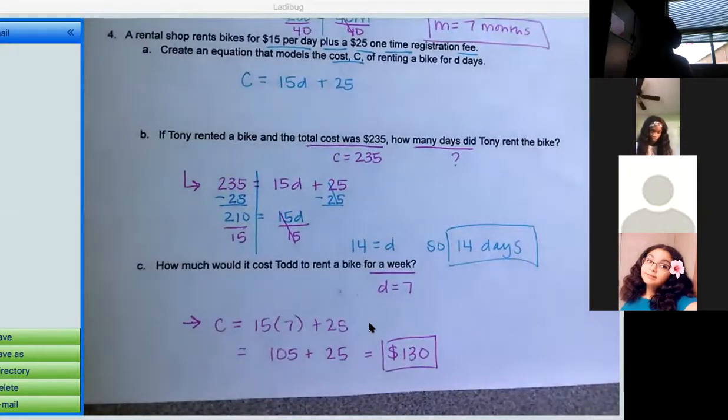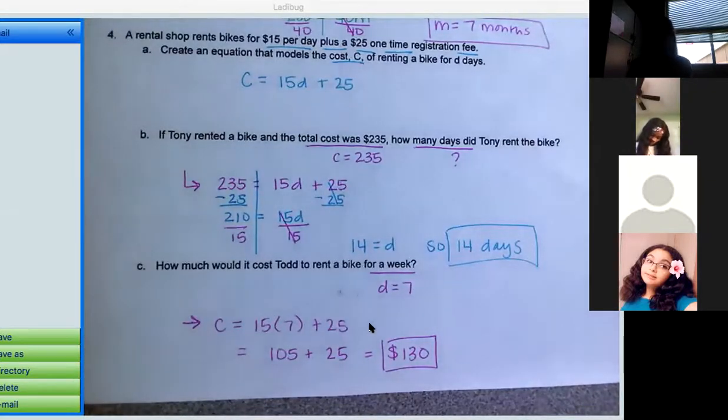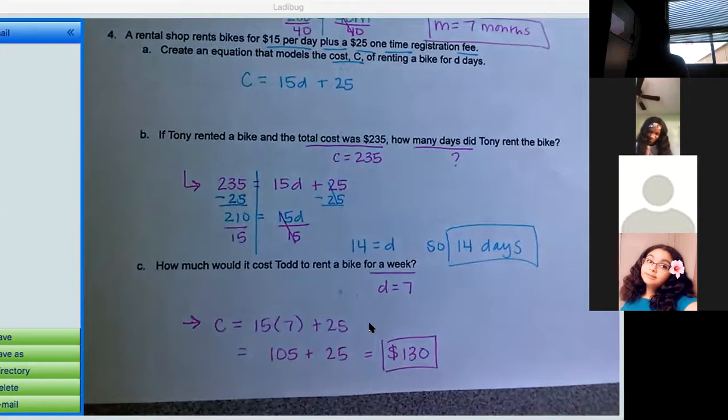Where's your homework? Because I think you actually missed number 4. Well, you need to look over this, make sure you're good with it, because this is on your quiz tomorrow. Okay, good. Always bring your homework so you can get the right answers.